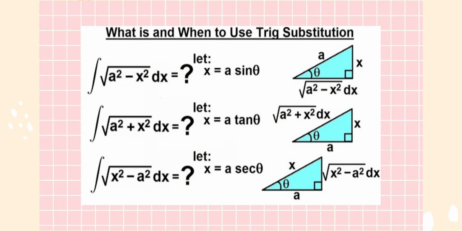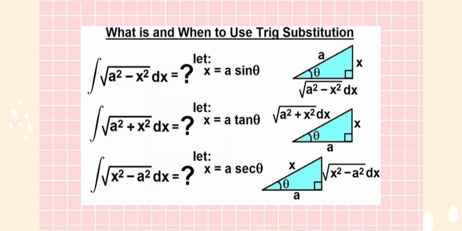What is and when to use trigonometric substitution? For square root a to the power of 2 minus x to the power of 2, we let x as a sine theta. This is because we can see at the right angle triangle, the x is the opposite and a is the hypotenuse. For square root a to the power of 2 plus x to the power of 2, the x will be a tangent theta. The x is opposite, meanwhile a is the adjacent.